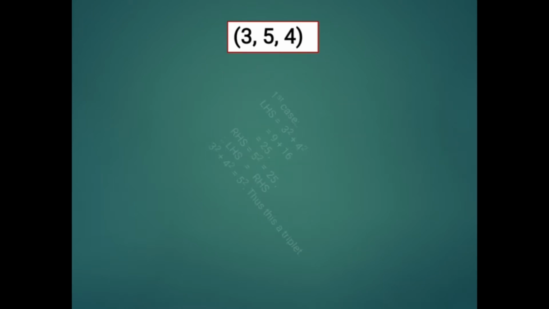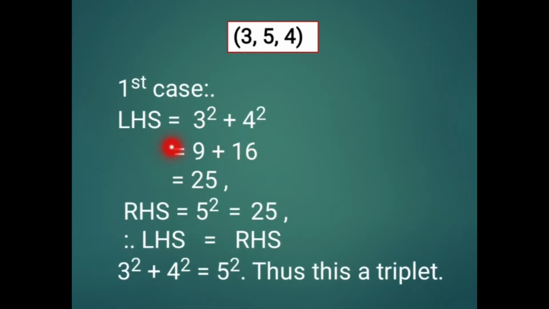So first in LHS we write the sum of squares of the numbers less than 5. So the square of 3 is 9, the square of 4 is 16. So 9 plus 16 equals 25. Similarly we find the square of the greatest number, which we represent by RHS. So 5 square is 25. That means from these two we conclude that LHS equals RHS. So 3 square plus 4 square equals 5 square. This is a triplet.